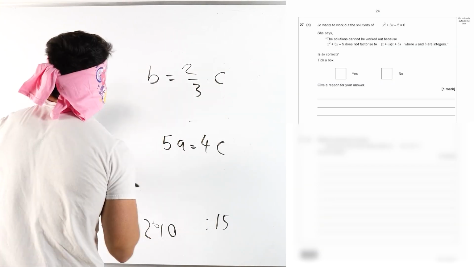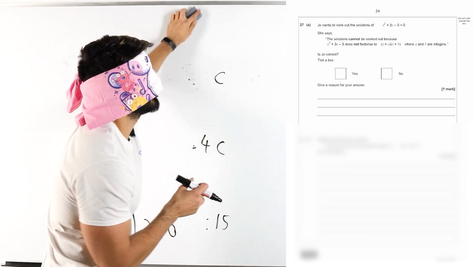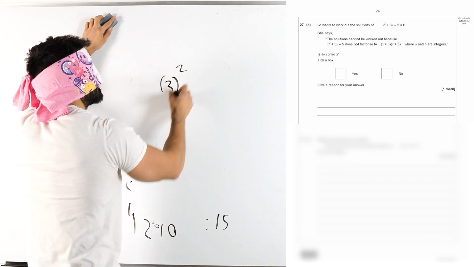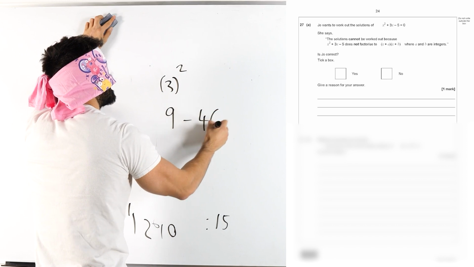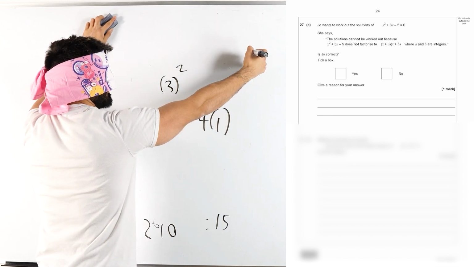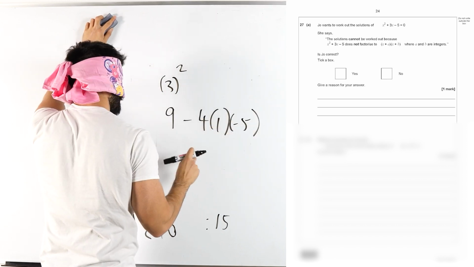Give a reason for your answer. This is to do with the quadratic formula. So 3 squared, which is 9, minus 4a. What was the number? I think it was minus 5? Yeah. Yeah, he's wrong, because you're doing 9.